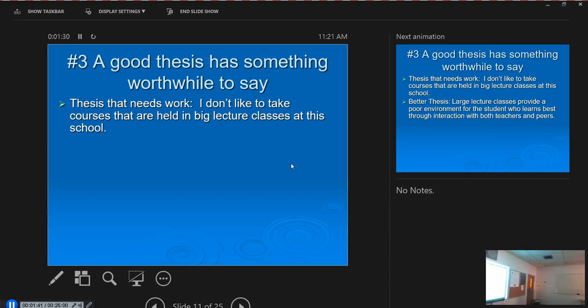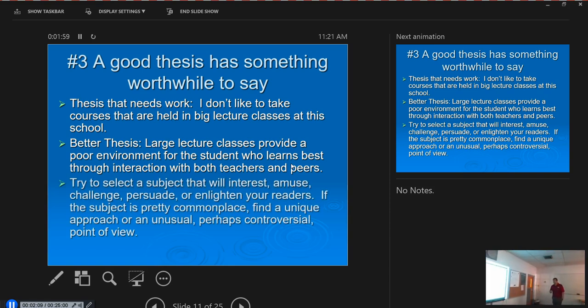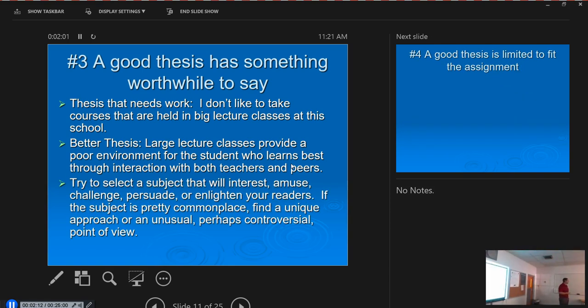When you have a thesis statement, you need to make it arguable and give yourself something worthwhile to say. So here's a better job on this thesis statement. Large lecture classes provide a poor environment for the student who learns best through interaction with both teachers and peers. Okay, so this is specific. This points to a certain type of student who learns in a certain way. This answers the so what question. This isn't just a personal preference. This is something that the reader might want to read further on.